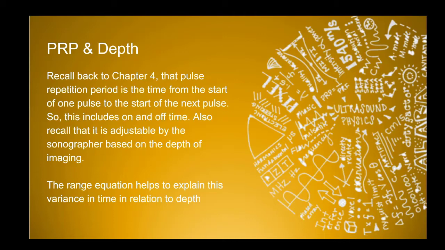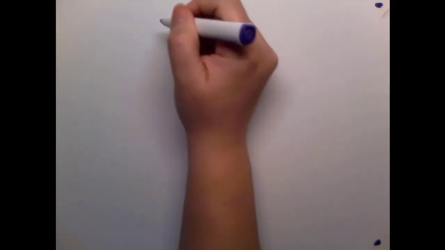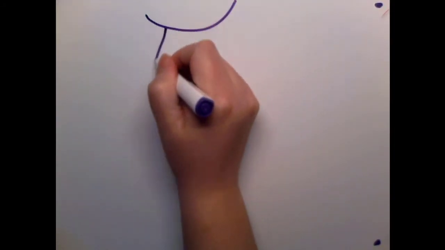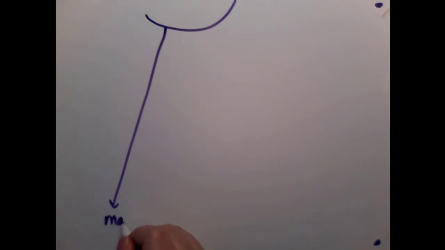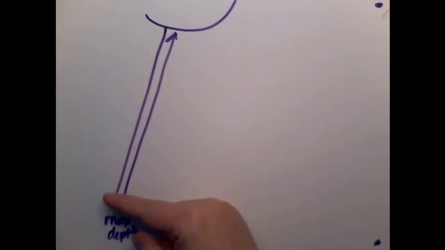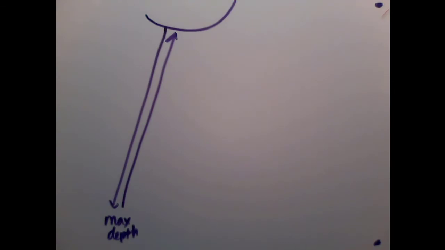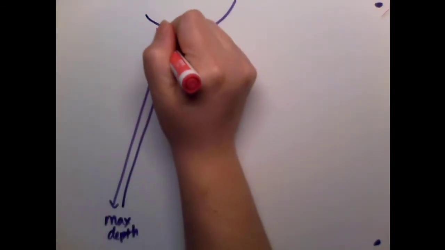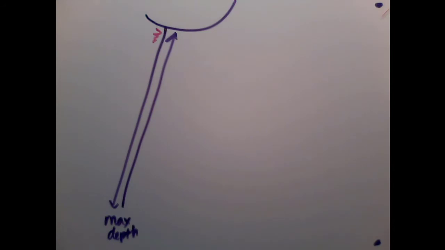So the 13 microsecond rule helps us to define how long that's actually going to take for the sound to leave the transducer and return back to it. Going back to my example again, remember that pulse is sent out and it has to travel down to our max depth, and it needs to come back. All the time that it takes for it to come out and go back is our PRP, because remember that pulse is sent and that takes fractions of a second.